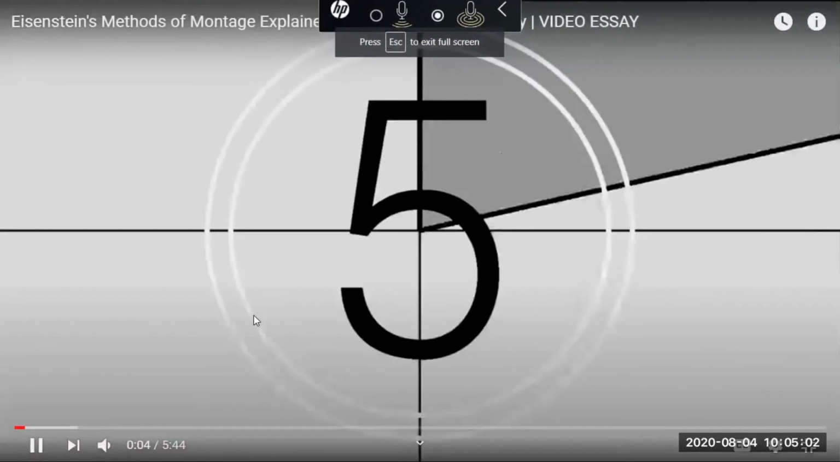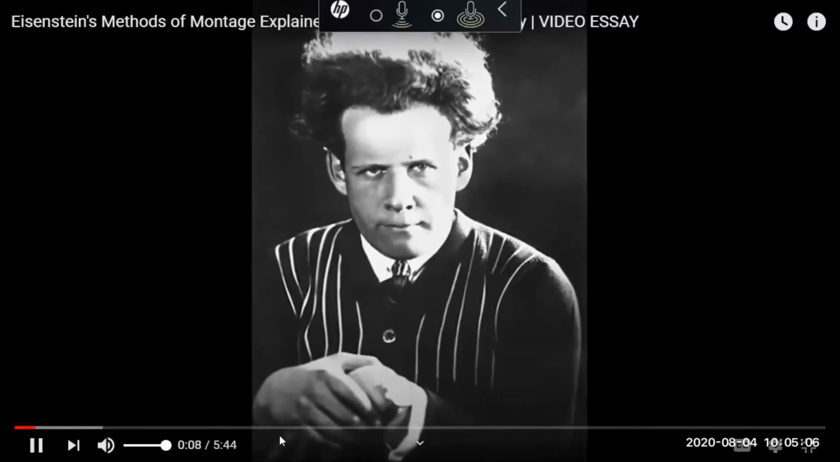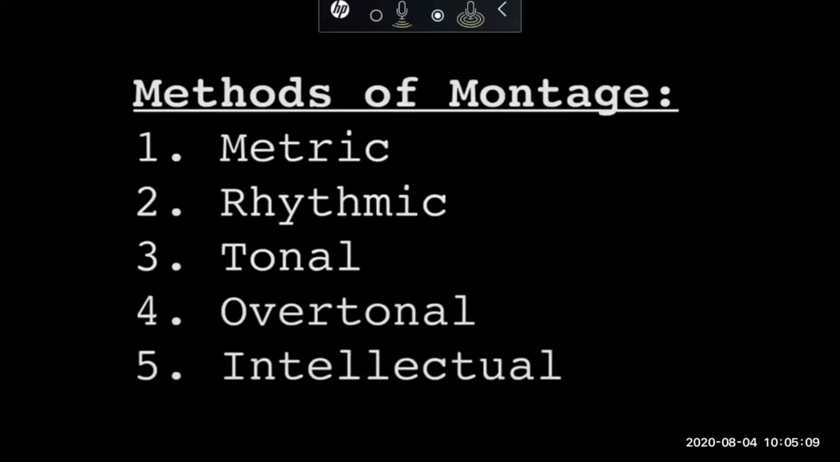Hi there. Today we're going to talk about Russian filmmaker and theorist Sergei Eisenstein and his famous methods of montage.